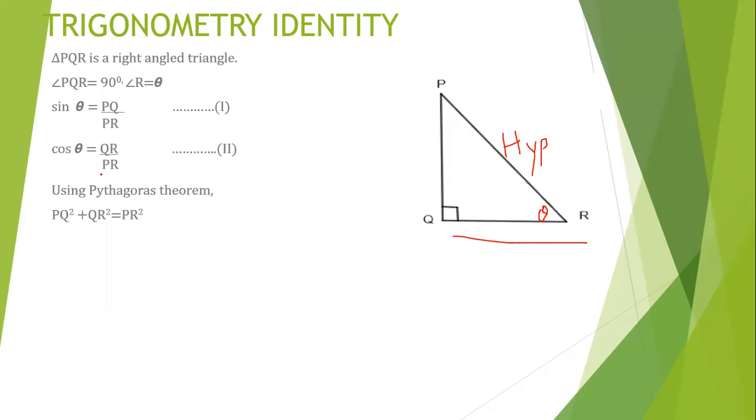Now, the next step is this. We will divide the left hand side and right hand side, means both sides of the equal to, by PR square. Then what we will get? We will get PQ square upon PR square plus QR square upon PR square is equal to PR square upon PR square. So when you look at this third term, you will notice that both of them are the same. So we will cut it and we will write 1 over here, right?